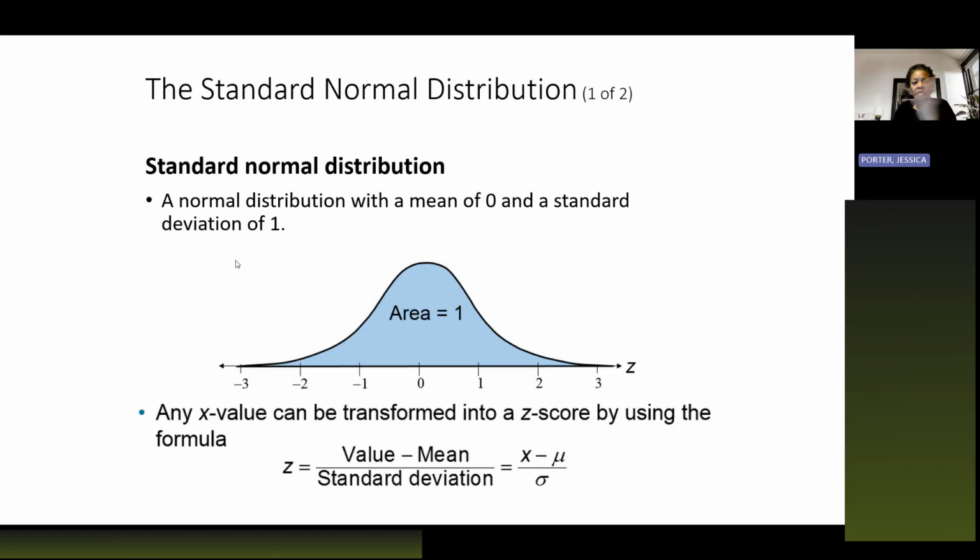A standard normal distribution will have a mean of 0 and a standard deviation of 1. So what we're trying to do when we're transforming into z-scores is we're trying to get back to that 0 mean, 1 standard deviation. That's what we're trying to do. And we do this so that we can compare values.